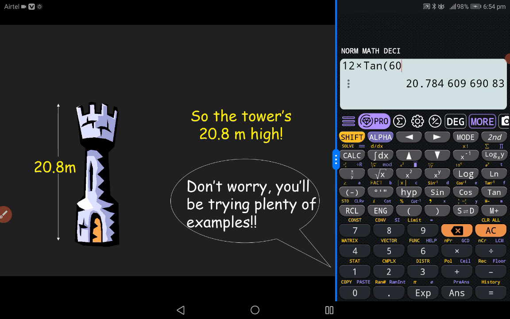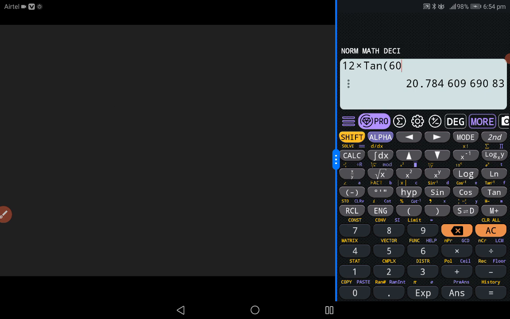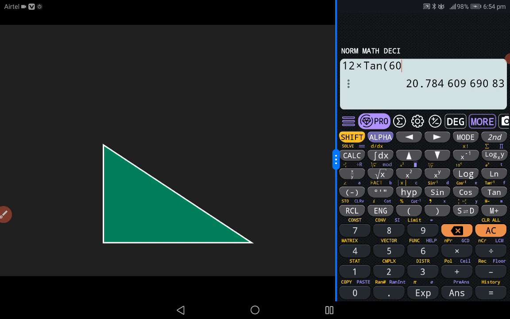So don't worry, you will go through a lot of other examples. You will be trying plenty of examples in order for you to master these concepts, the tangent ratio.